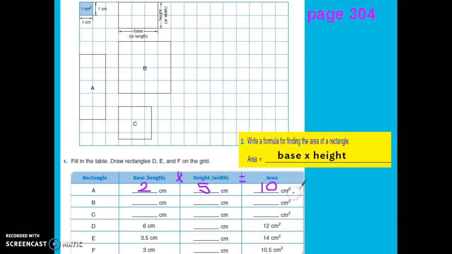This label is really important for you to get used to, because that's how you should always be labeling area. Whether we're talking about centimeters or inches or feet, we need that squared behind it, that little 2 in the exponent place.